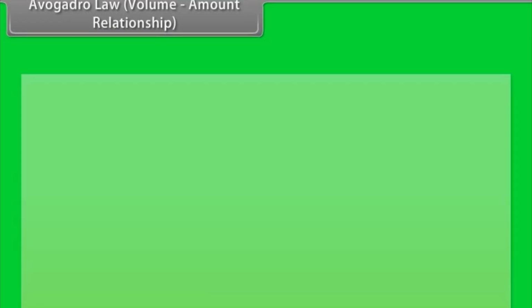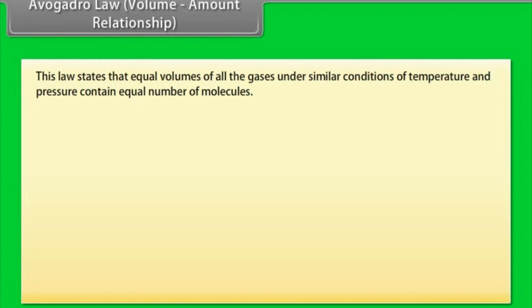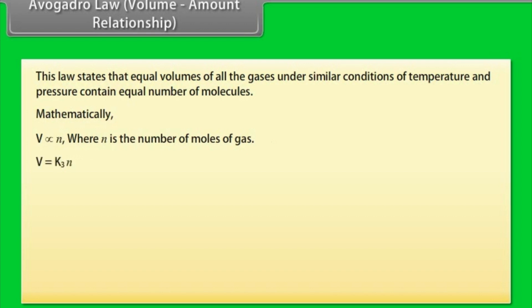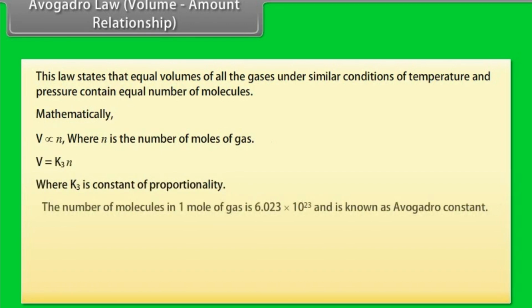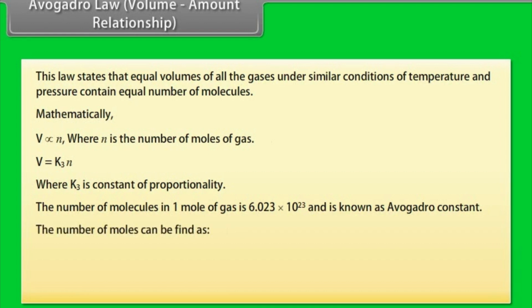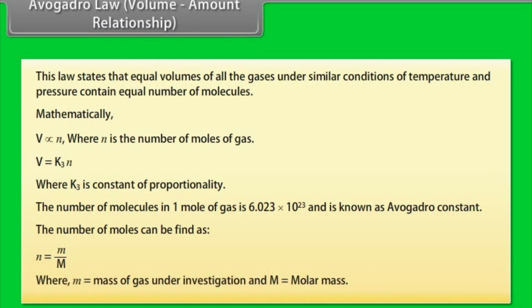Volume-amount relationship. This law states that equal volumes of all the gases under similar conditions of temperature and pressure contain an equal number of molecules. Mathematically, volume is directly proportional to the number of moles of gas. V is equal to K3 n, where K3 is the constant of proportionality. The number of molecules in 1 mole of gas is 6.023 into 10 raised to the power 23 and is known as Avogadro's constant. The number of moles can be defined as n is equal to m by M, where m is the mass of the gas under investigation and M is the molar mass.